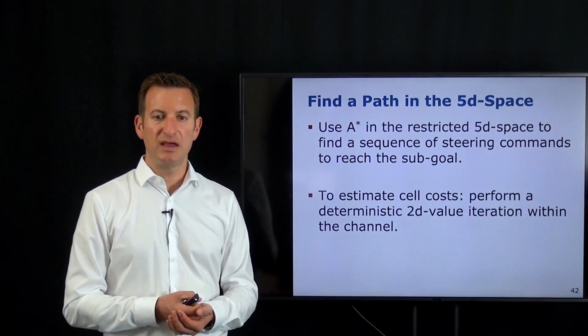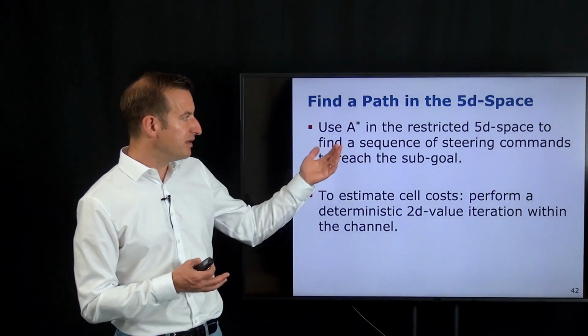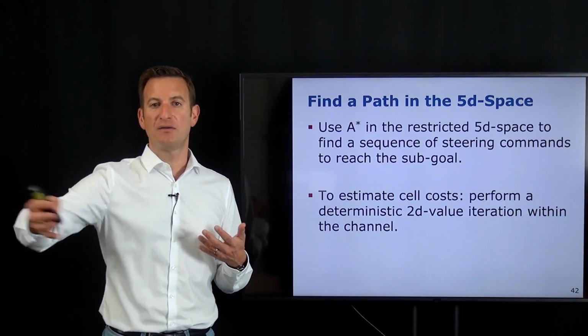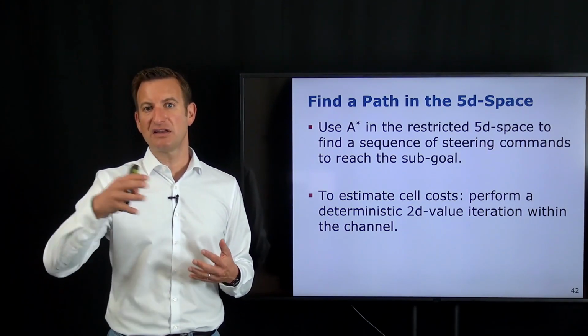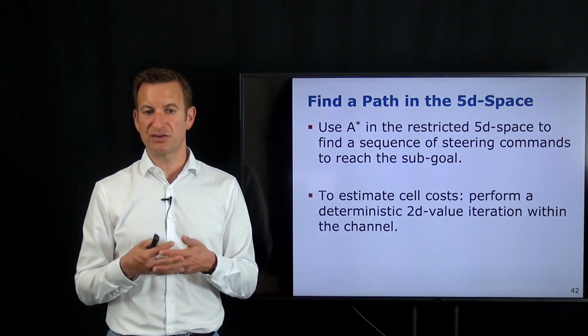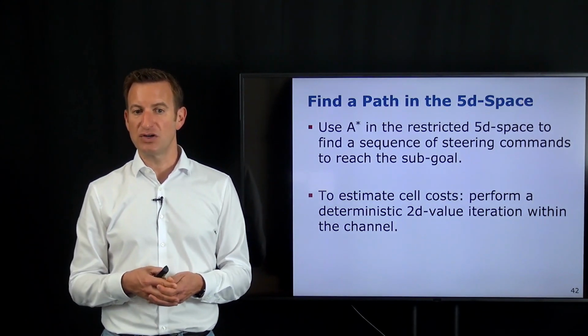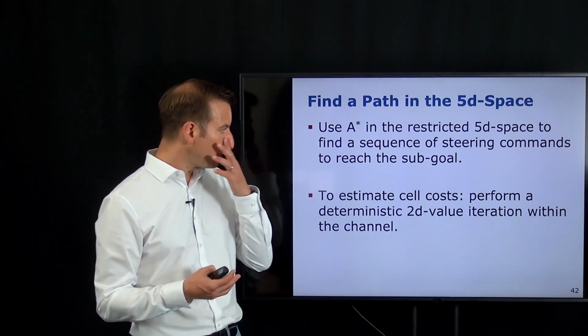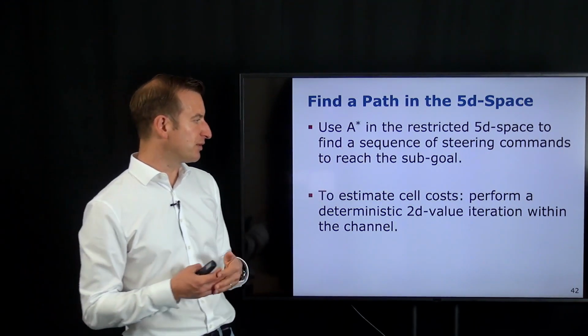And then in this 5-dimensional space we use A star and compute the 5D sequence of states, so that we can directly take out the steering commands, translation velocity and rotation velocity, to reach the sub-goal. And then we repeat this process over and over again, and also shift the sub-goal further towards the goal.